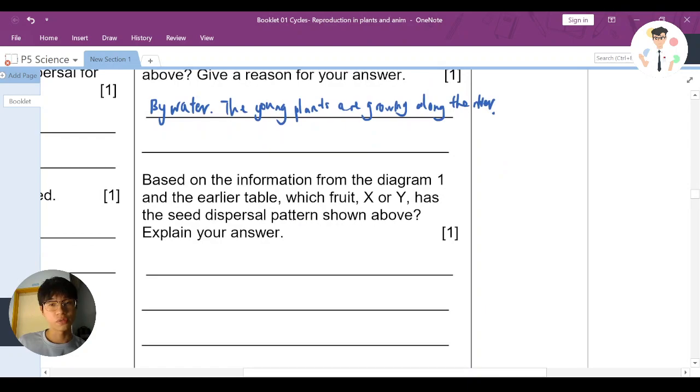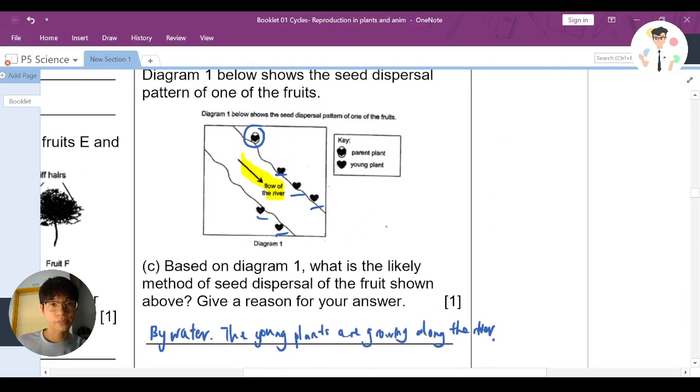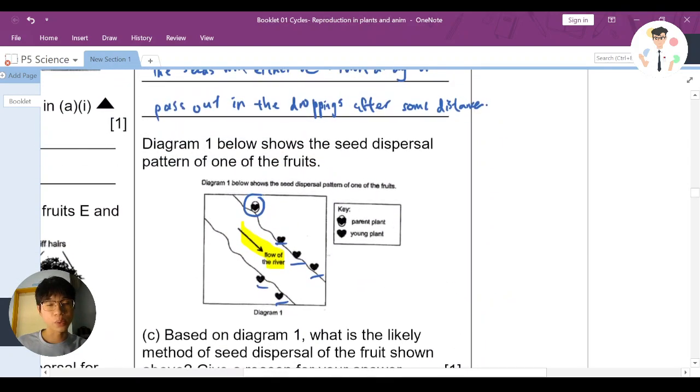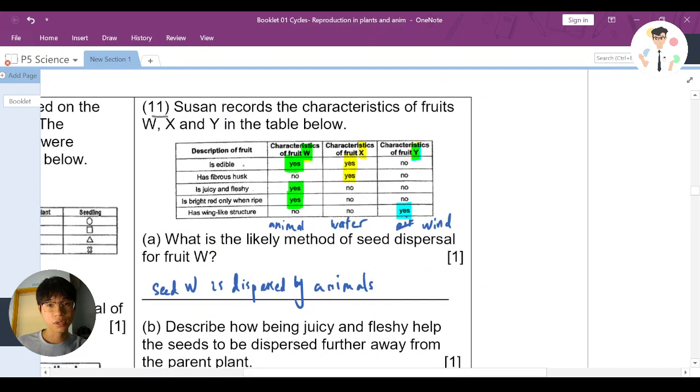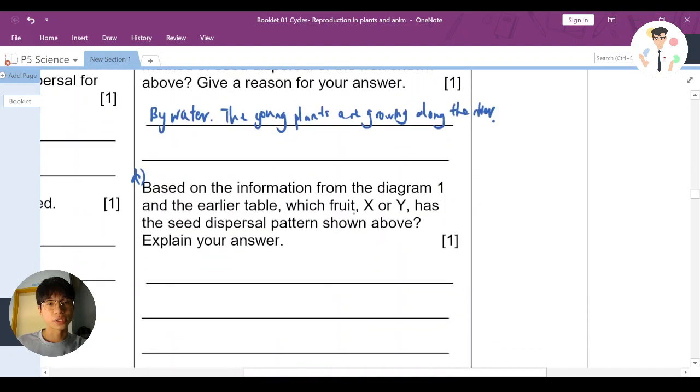Now let's move on to the next part, D. Based on the information from diagram 1 and the earlier table, which fruit, X or Y, has the seed dispersal pattern shown above? We know this one is water dispersal. So which one is water dispersal? We know it's X, right? So it is fruit X.